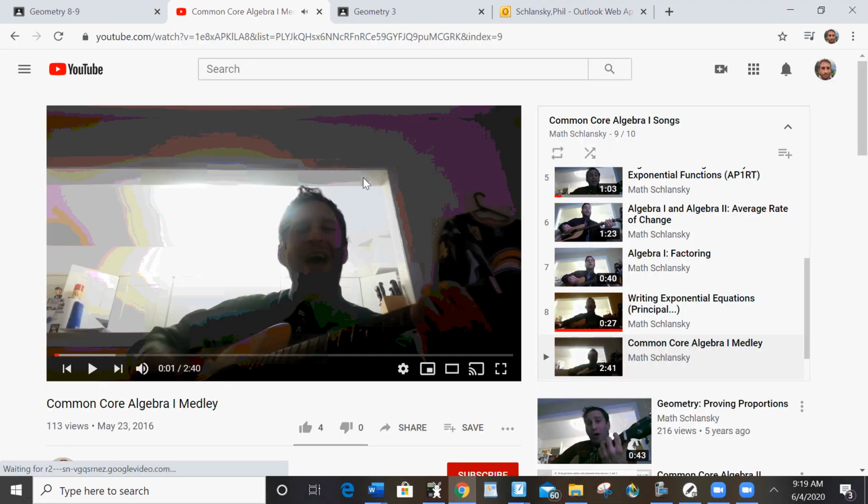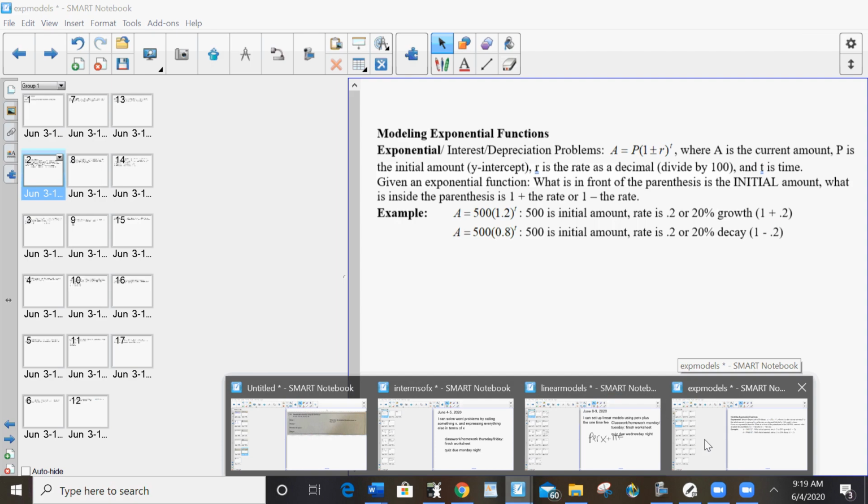By 100, yo. Initial parentheses, 1 plus or minus the rate to the power of time. Divide the rate by 100, yo. Nice and simple. Just principal parentheses, 1 plus or minus the rate to the power of time.